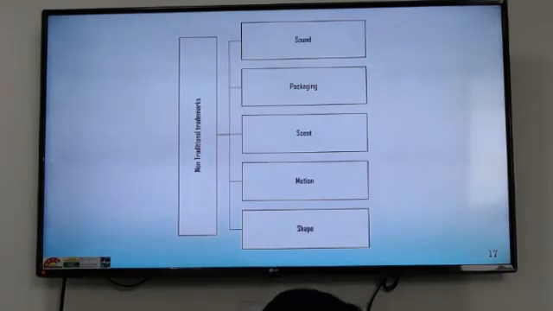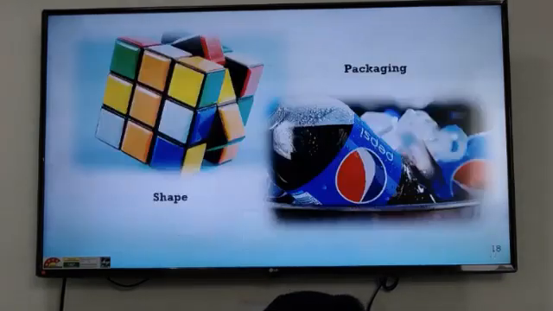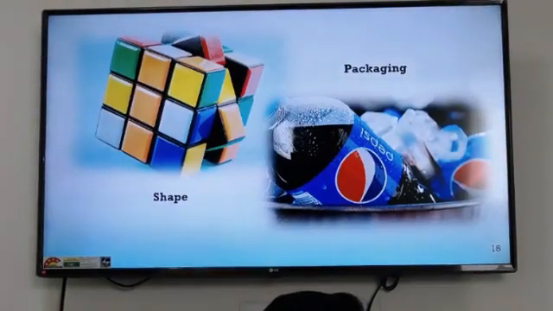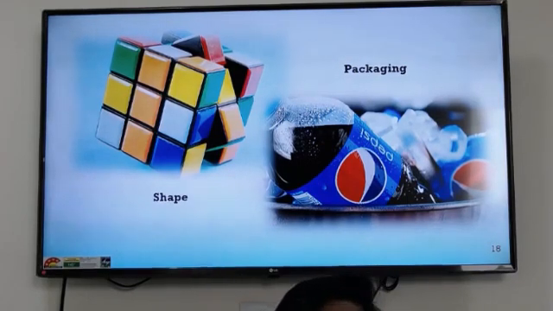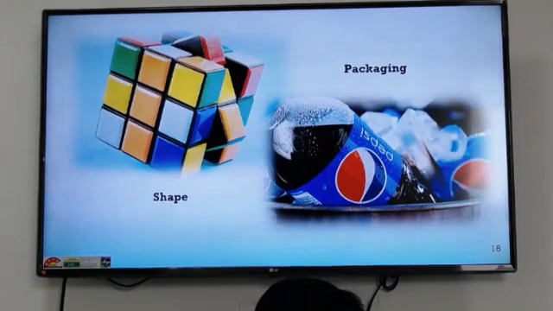Scent can also be a trademark. Let me show you some examples. If you see here, you've got the shape of the Rubik's Cube. That particular shape and the way the Rubik's Cube functions is protectable. If you look at the packaging, if you've got Pepsi or Coke or whatever, the color combination without the use of words is also something that is capable of being a trademark.